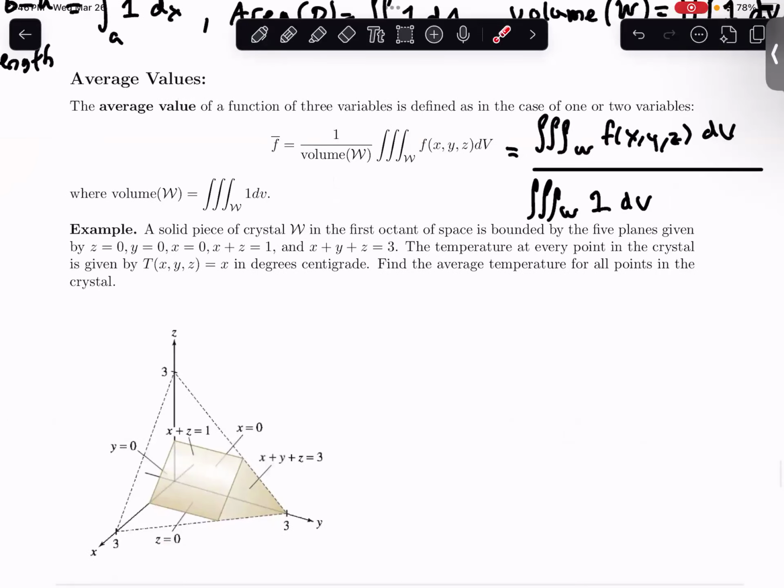is it tells you that a solid piece of crystal W in the first octant of space is bounded by the 5 planes given by z equals 0, y equals 0, x equals 0, and then x plus z equals 1, and then x plus y plus z equals 3. It says that the temperature at every point in the crystal is given by the following function in degrees centigrade, and it wants you to find the average temperature for all points within the crystal.